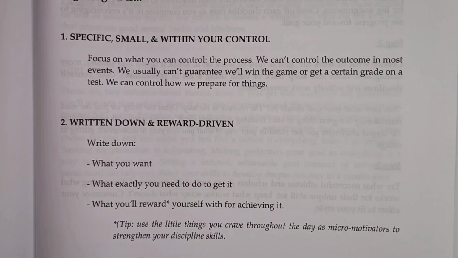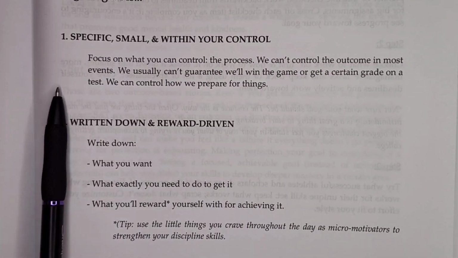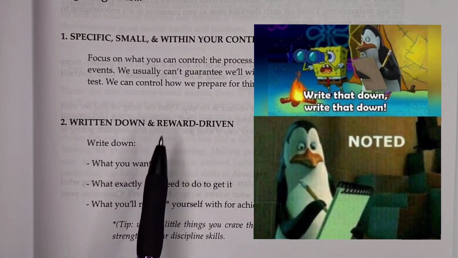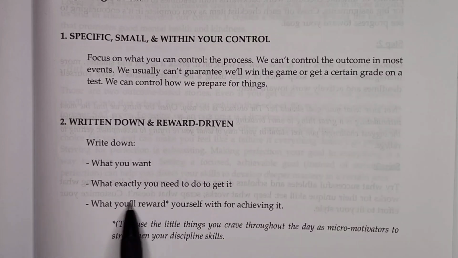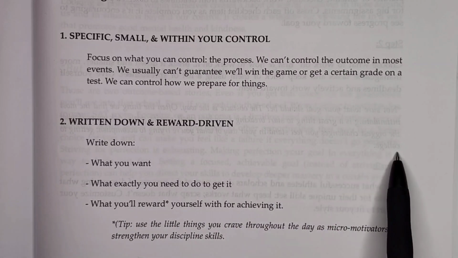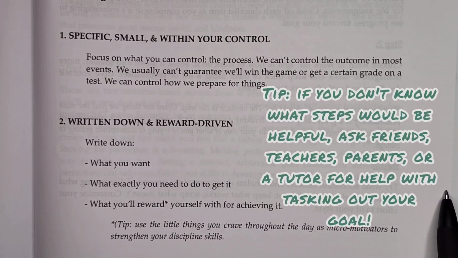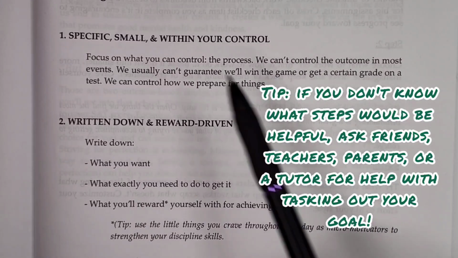The second important feature of a good goal is that it is written down and reward-driven. So you want to write down exactly what you want, ideally in those small pieces that we were talking about, and what exactly you need to do to get it. Write down everything you can think of that would contribute to that goal, that is something that is within your control and very specific.